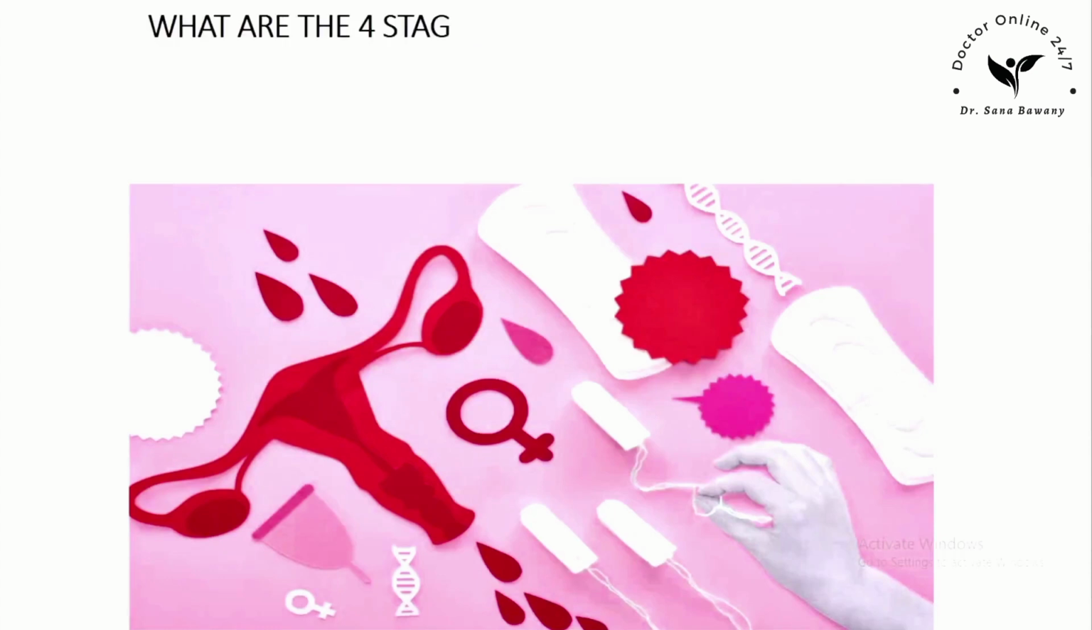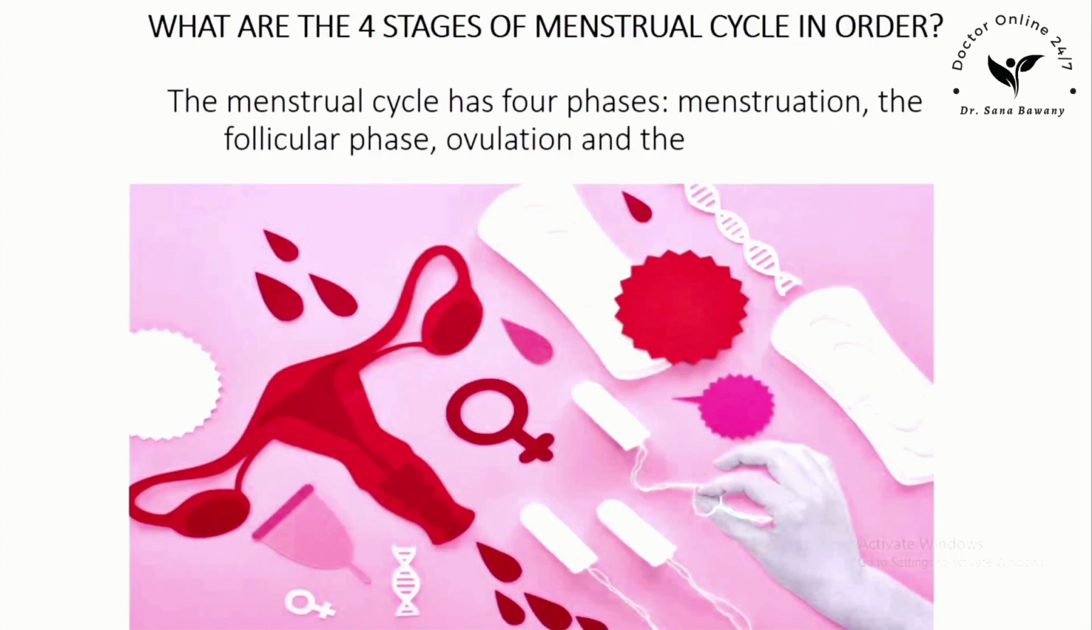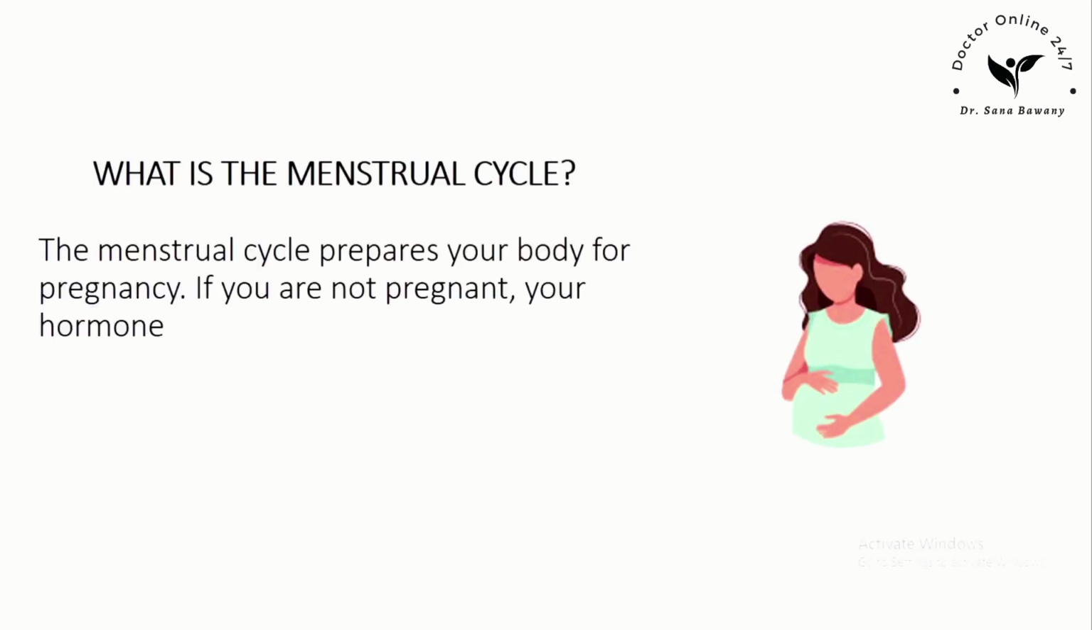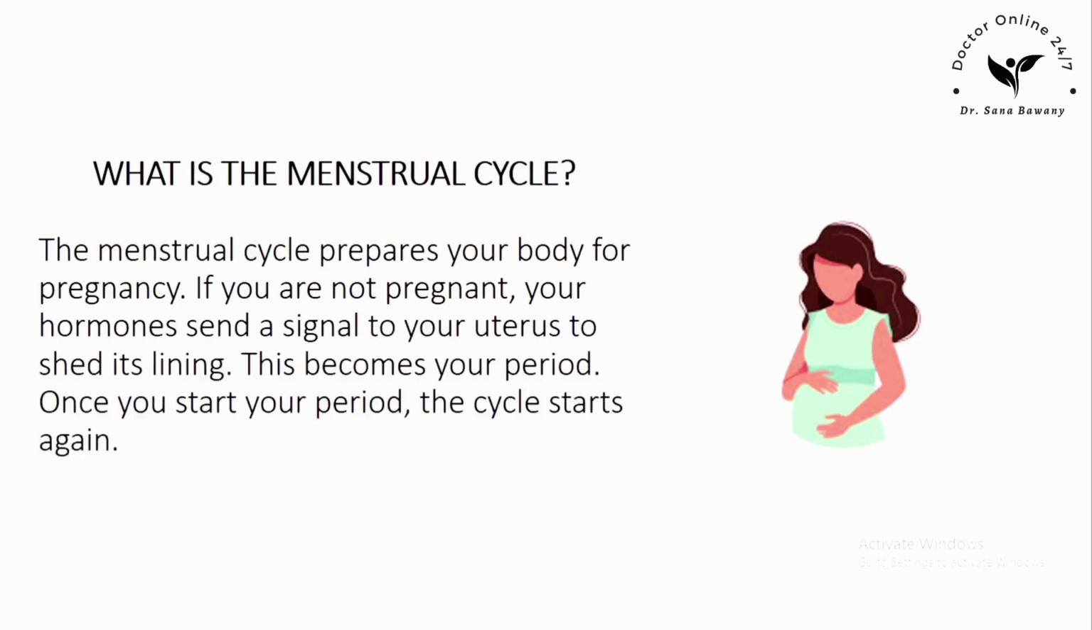What are the 4 stages of menstrual cycle in order? The menstrual cycle has 4 phases: menstruation, the follicular phase, ovulation, and the luteal phase. What is the menstrual cycle? The menstrual cycle prepares your body for pregnancy. If you are not pregnant, your hormones send a signal to your uterus to shed its lining. This becomes your period. Once you start your period, the cycle starts again.